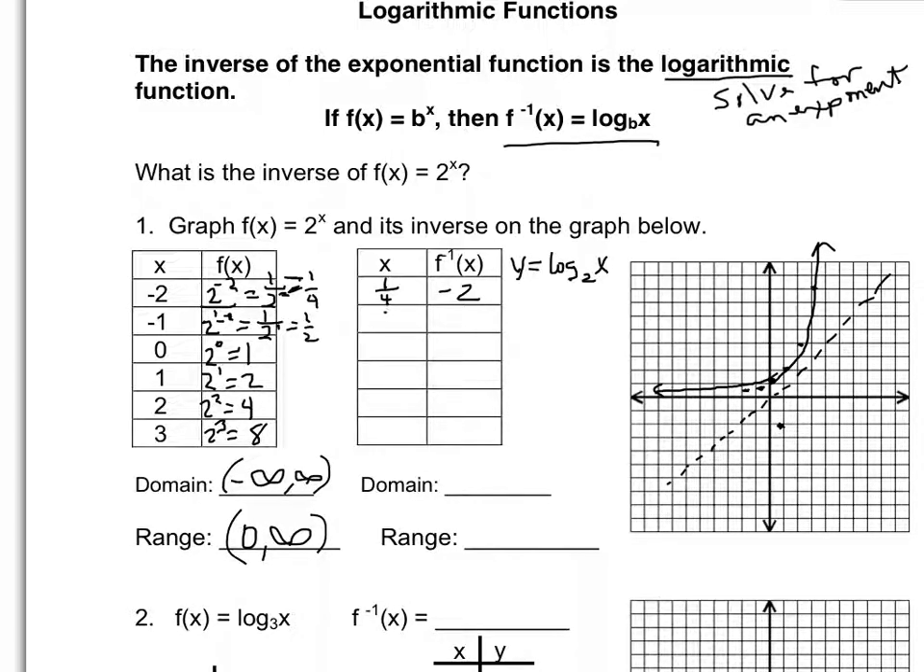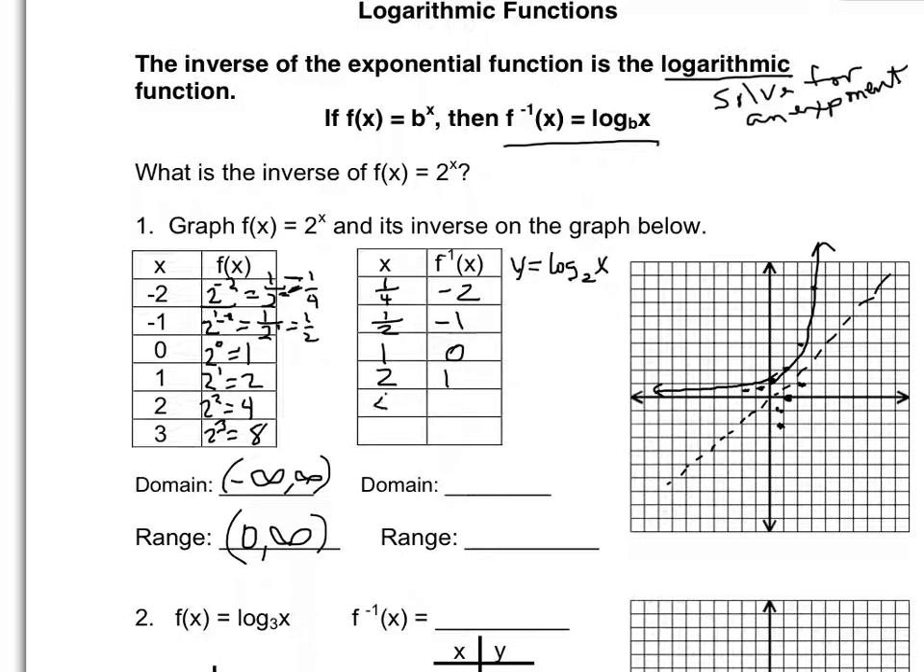If I switch the next one, when x is 1/2, y would be -1. So when x is 1/2, y is going to be -1. Really having trouble with these fractions with this stylus. Now, if I switch the next pair, when x is 1, y is 0. So right here is the point 1, 0. When x is 2, y will be 1. So that's going to come up here.